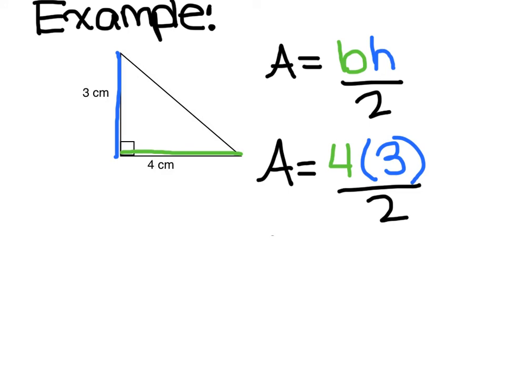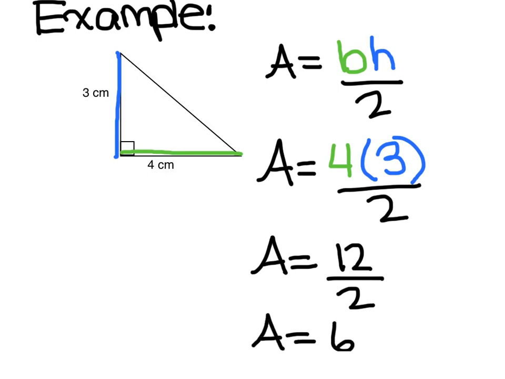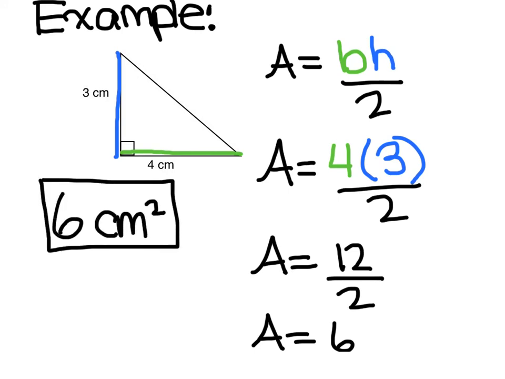We are going to multiply 4 times 3 first, and we get 12. So 12 over 2, or 12 divided by 2, is equal to 6. So the area of this triangle is equal to 6 centimeters squared.